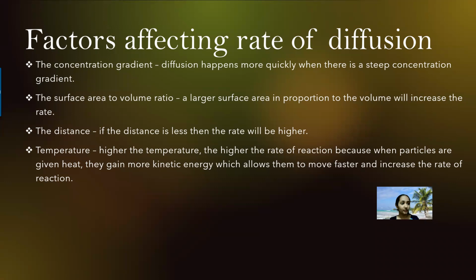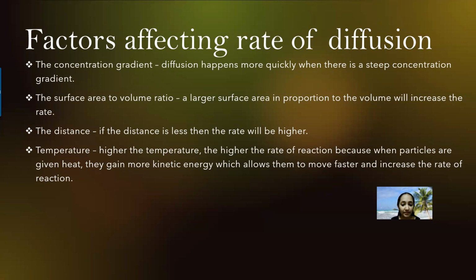The distance. If the distance is less, then the rate of reaction will be higher. So if one molecule is here and the other molecule is somewhere 5 kilometers away, the rate of diffusion will be low because they have to travel all the way till the partially permeable membrane and then go to the other side, and this side have to go up again here. So it's a lot of distance, so it takes time.